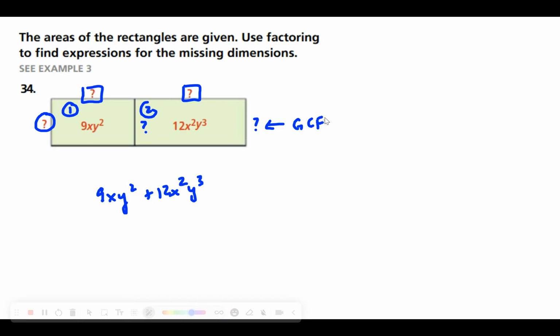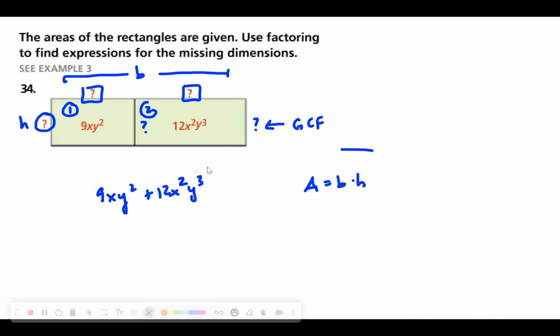Because think about this, this is representing the area. Area is base times height. Let's call this the height, and let's call this the base across the top. That makes this the area. And that's exactly what we're doing when we factor. When we factor, we're breaking it into its factors that would multiply to get back what you started with. It's undoing multiplication, like division. So let's talk about the GCF.